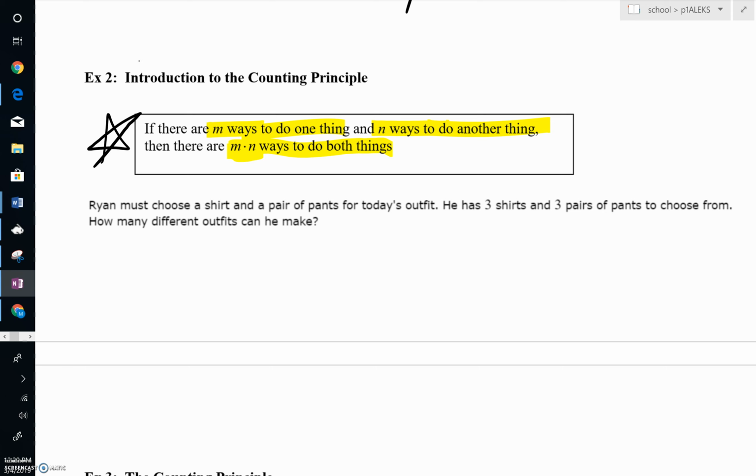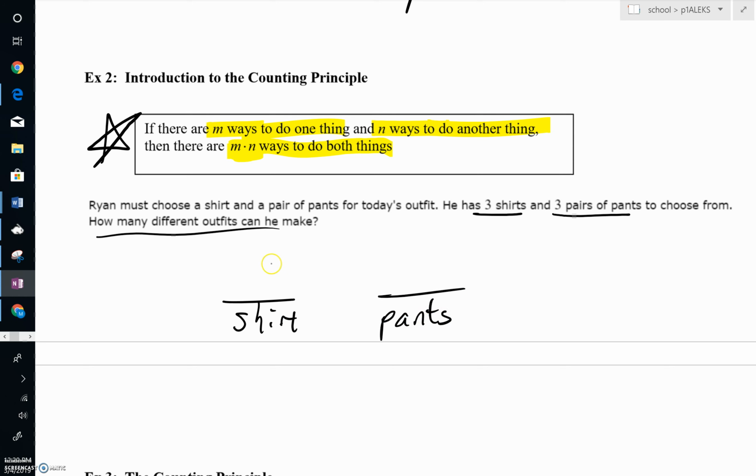It says, Ryan must choose between a shirt and a pair of pants. He's got 3 shirts. He's got 3 pairs of pants. How many different outfits can he make? Well, he's got to make a choice about a shirt. He has to make a choice about the pair of pants. He's got 3 possible choices for the shirt. He's got 3 possible choices for the pants. All you do is multiply those 2 together, and you are done.